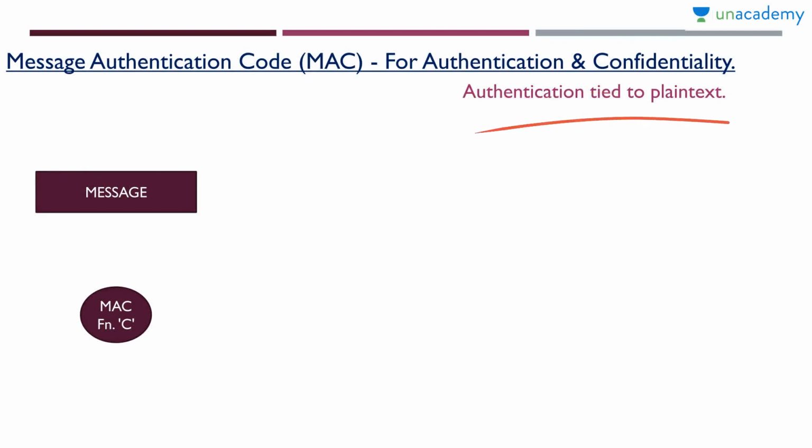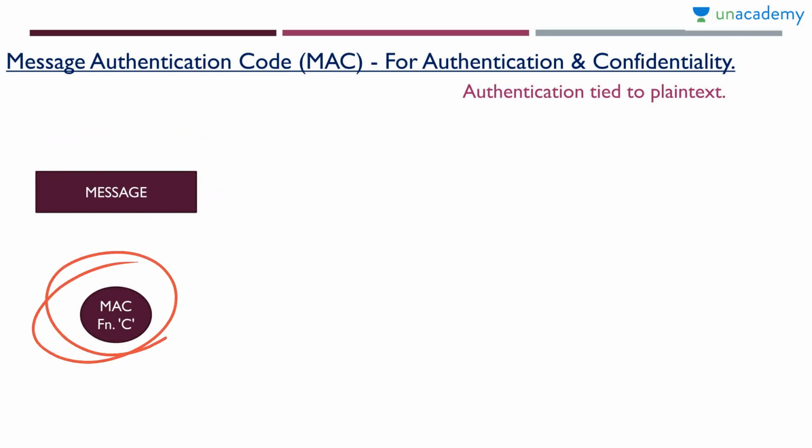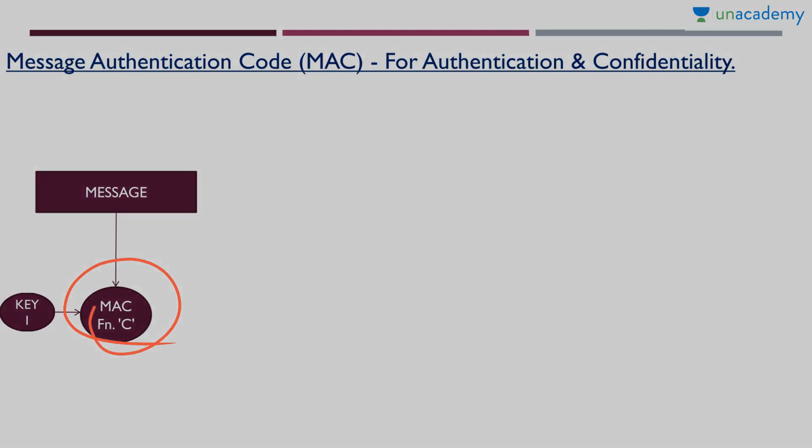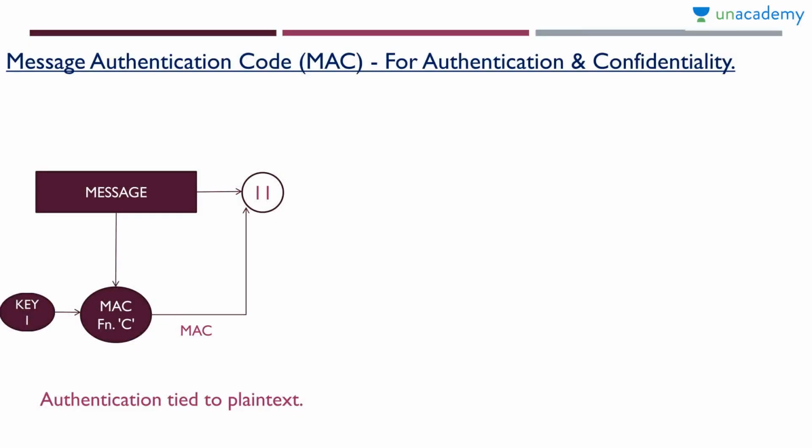So here also we'll have the message and MAC function C. We'll take the message and the key and input them to the MAC function. In this method we'll be using two keys. So we'll take key 1 and message and input them to the MAC function C. Now we'll get an output. What will the output be? It will be a MAC, that is, a message authentication code.